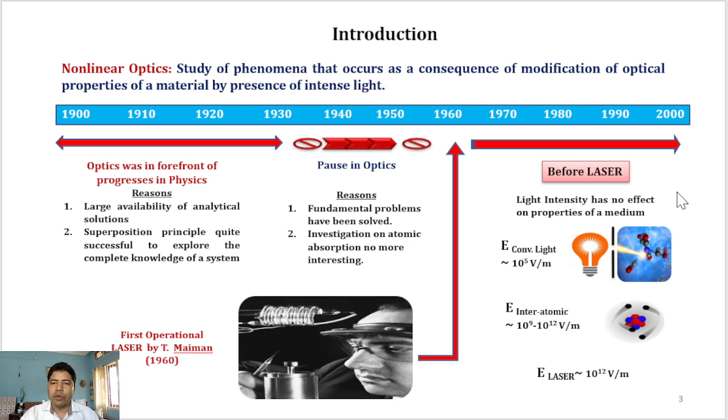Here you see, before laser, what was happening. Light intensity had no effect on the properties of matter. Since light intensity was very small, it was unable to affect the properties of a medium. You can see here that the electric field strength of a conventional light source was 10 to the power 5 volt per meter.